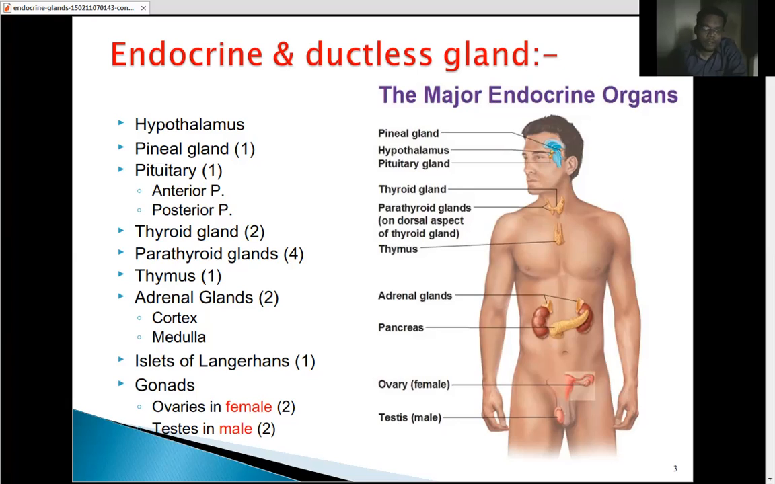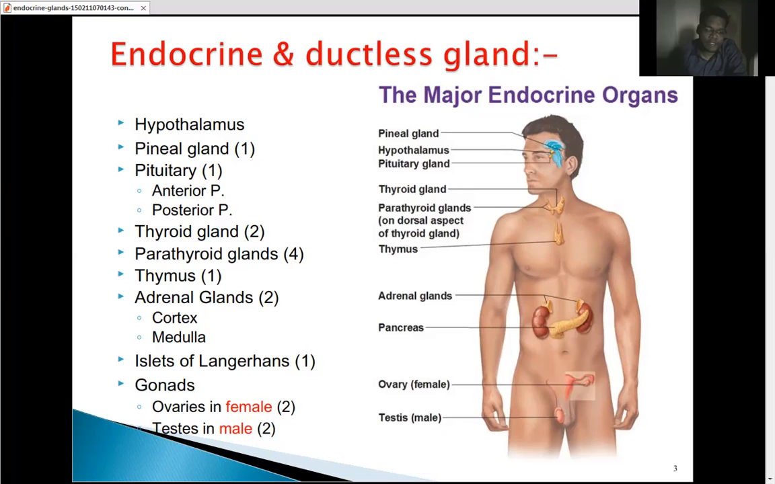Thymus gland is one. Then the adrenal gland is two, and it is divided into two parts: the adrenal cortex and the adrenal medulla. Then the islets of Langerhans. The pancreas is the main organ, and the islets of Langerhans produce endocrine hormones. That's why we don't use the name pancreas; we use the name islets of Langerhans.